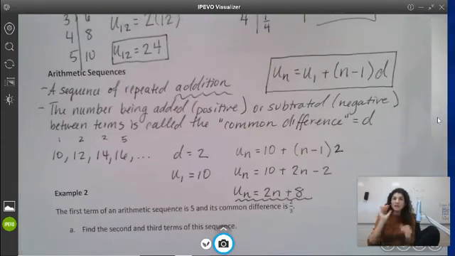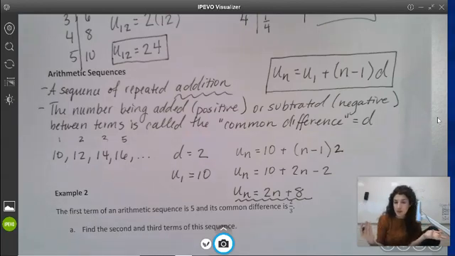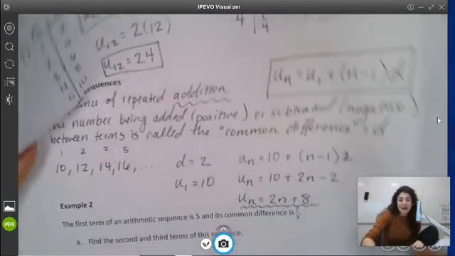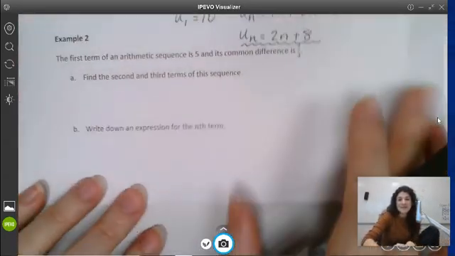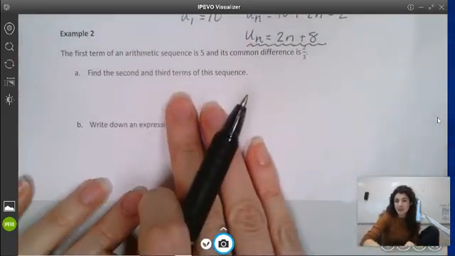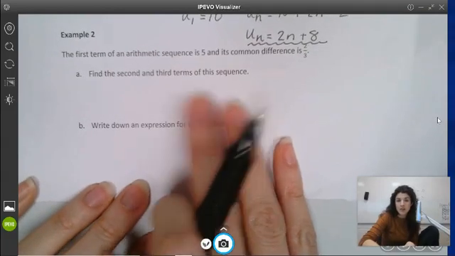Okay, arithmetic sequences. It's a sequence of numbers that follow a pattern, very specifically addition or subtraction, because we know adding a negative number is repeated subtraction. Let's practice. The first term of an arithmetic sequence is 5, and its common difference is 2/3.